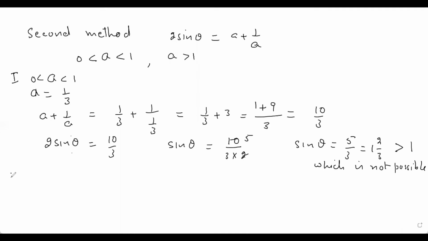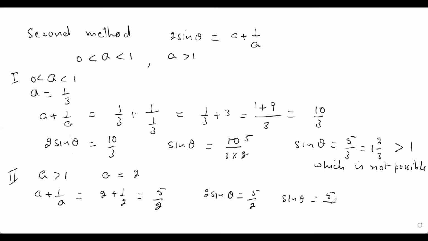Now let me discuss the second case. When a is greater than 1. Let me take the value of a as 2. It means a plus 1 by a is equal to 2 plus 1 by 2. That is equal to 5 by 2. It means 2 sine theta is equal to 5 by 2. Value of sine theta is equal to 5 by 4, which is greater than 1. And we know value of sine theta cannot be greater than 1. So false statement.